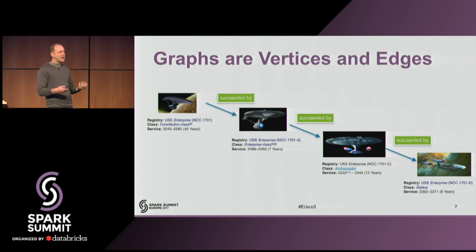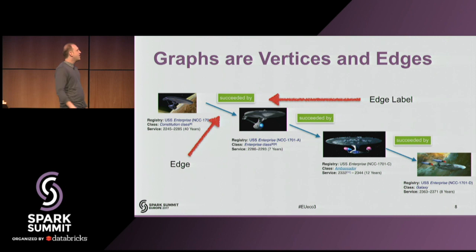So usually when we're talking about a graph, we're talking about things and the relationships between them. In this case, we have these edges up here that have a specific label, and that label is "succeeded by", so that not only do we have this relationship between these ships, but we know what kind of relationship they have.